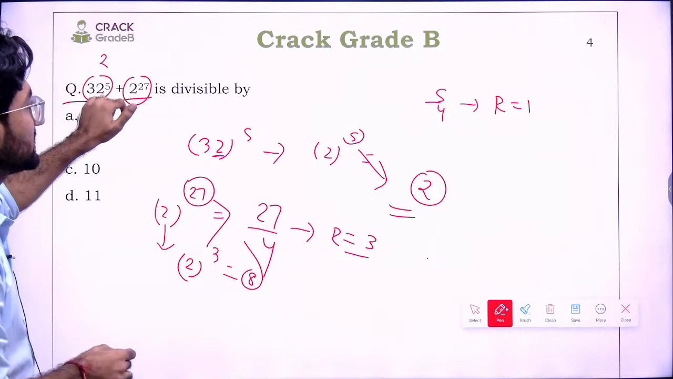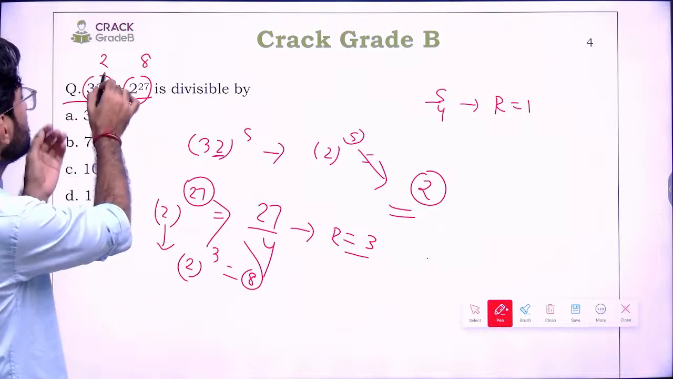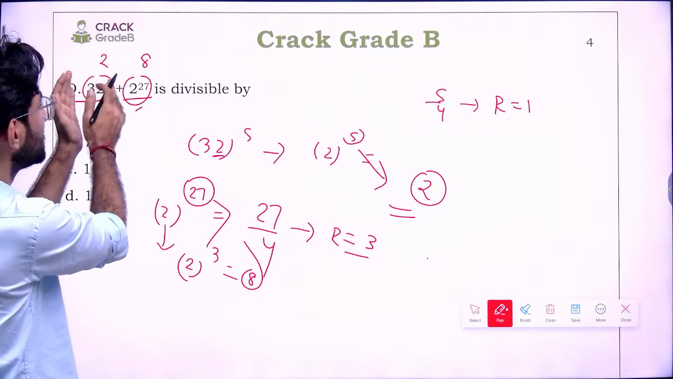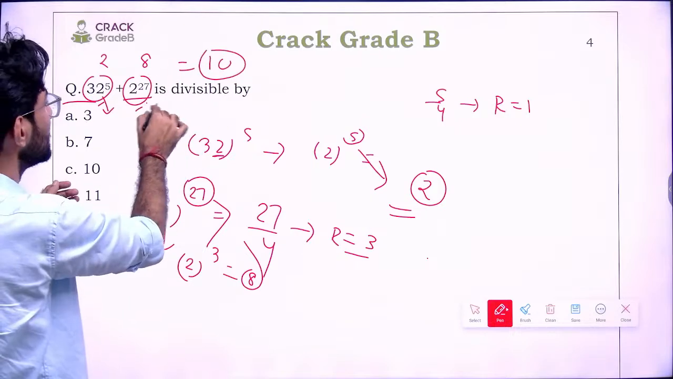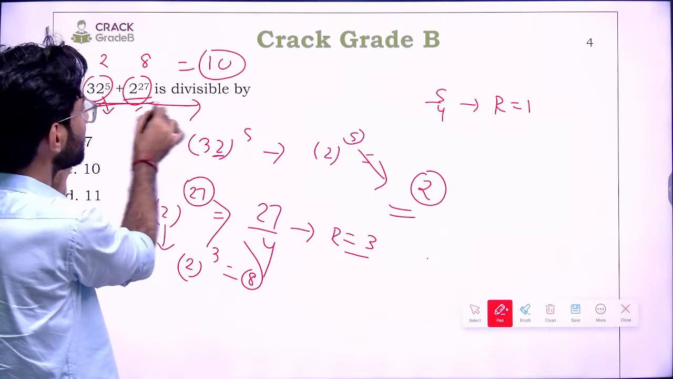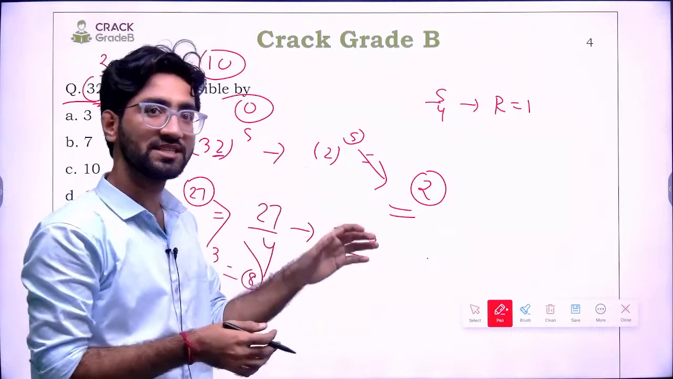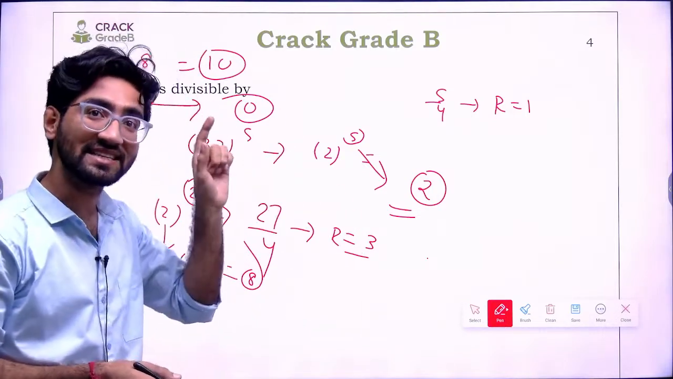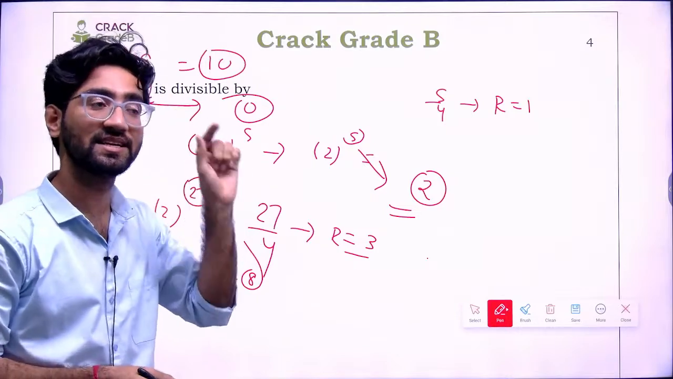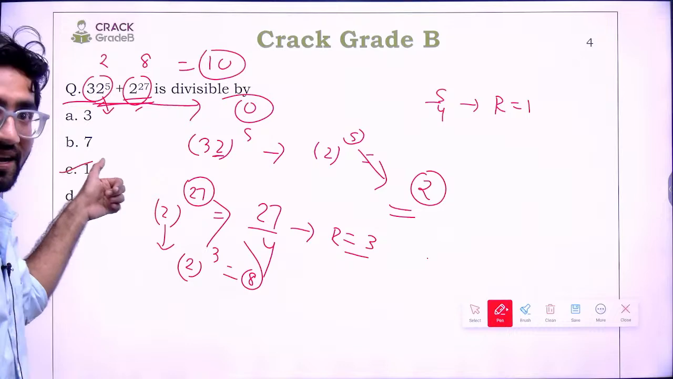So the unit digit of 2 to the power 27 is 8, means if we add the unit digit of these two numbers, what are we going to get? We are going to get 10, means we can see that the unit digit of the given value is 0, right? If a number has 0 as unit digit, means it is clear that that number is definitely divisible by 10, right? So the option C is correct, right?